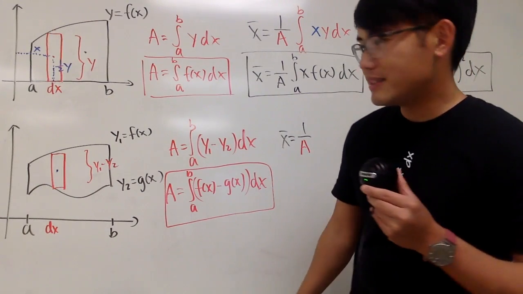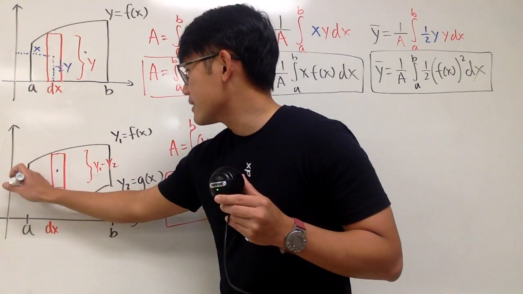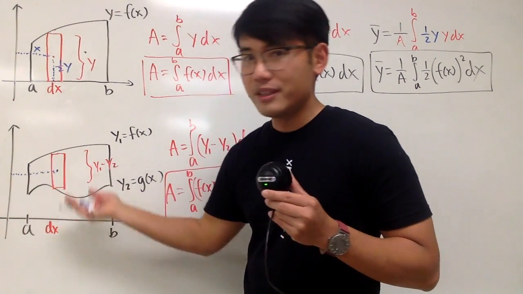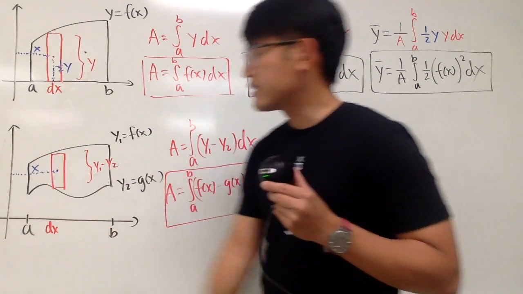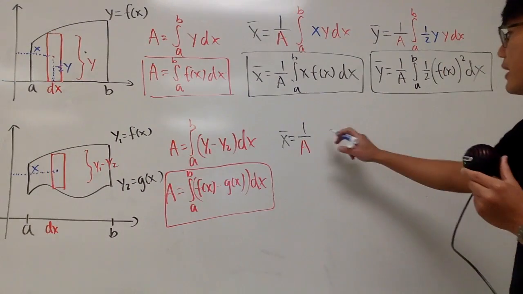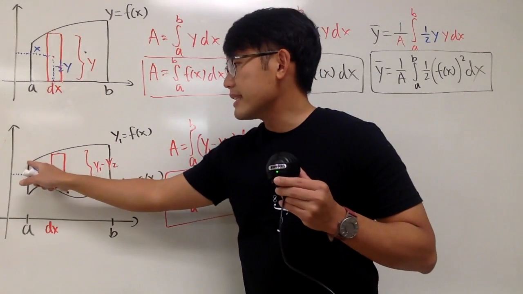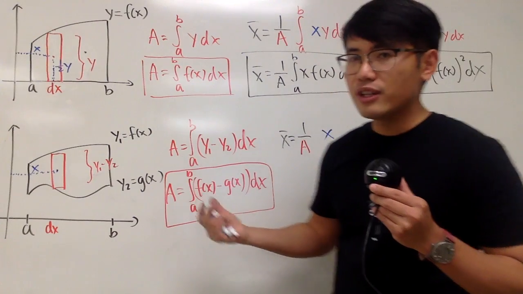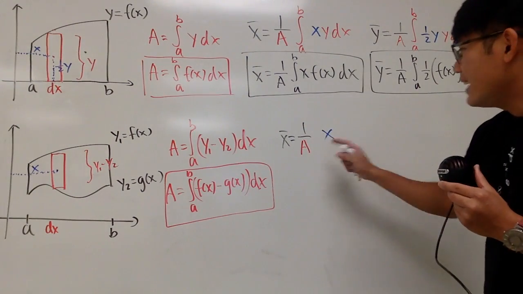Let's find the distance. For x bar, we need the distance from the y-axis to here, the horizontal distance. From here to here is still equal to x. So we'll just put down x. And the reason that we don't really write it down as x bar is because the x changes, so we label this as x, okay?